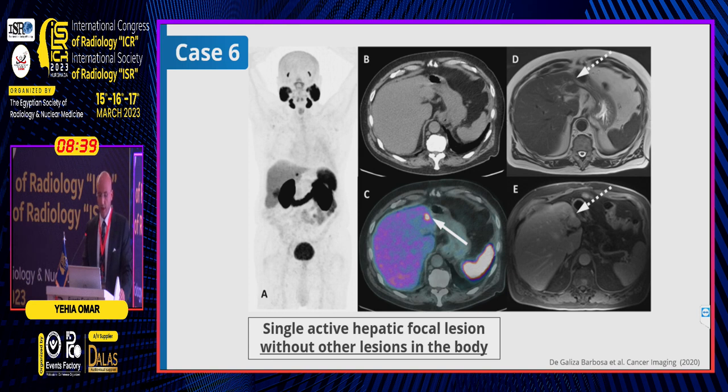Also another case, again, a single active hepatic focal lesion without other lesions in the body. This is the key word, that there are no other lesions in the body and only a single hepatic focal lesion. This is not metastasis. Actually, this was hemangioma. If the patient was cirrhotic, it can be HCC, because HCC also shows high PSMA uptake.